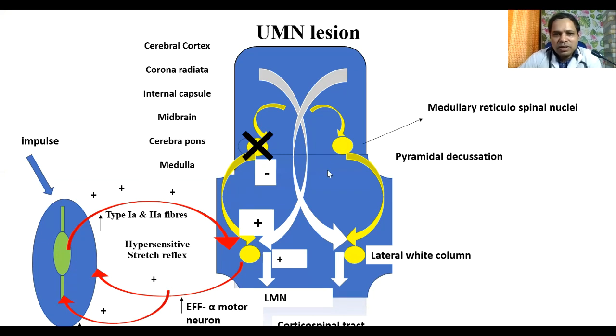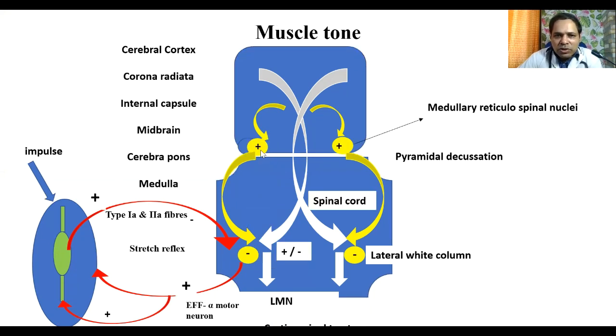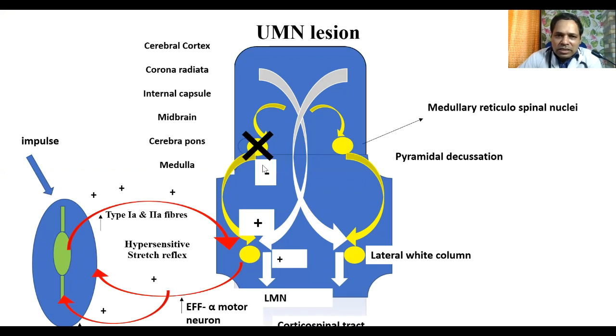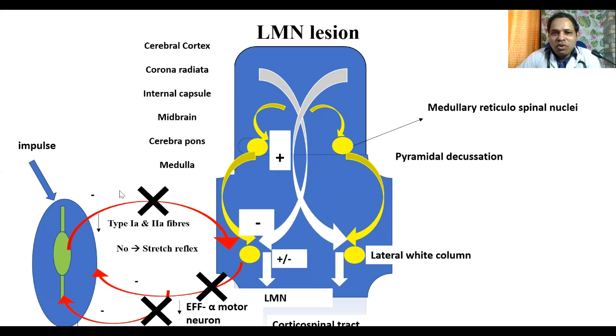Hope you got the point. If there is no lesion, it would have inhibited. Because there is a lesion, it is stimulating. So both are stimulating, and it becomes hypersensitive and hyperreflexic, with increased stretch reflex, and it leads to spastic paralysis.